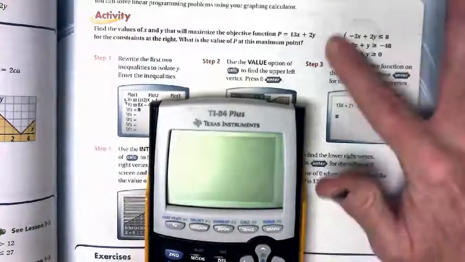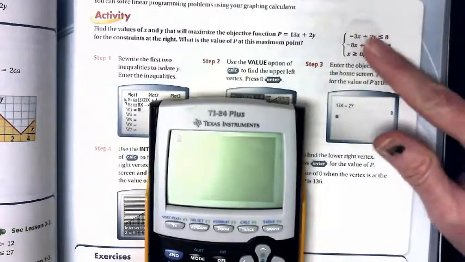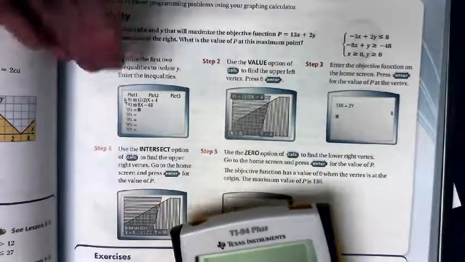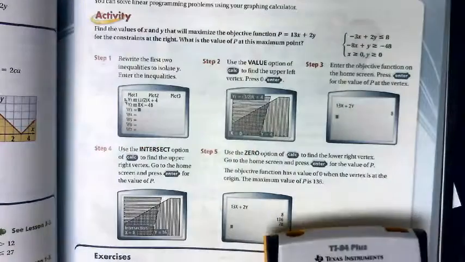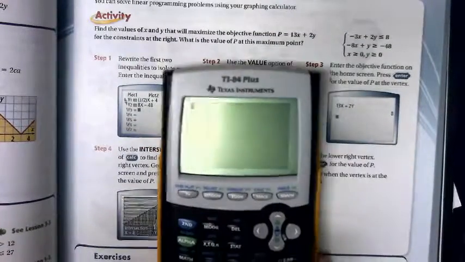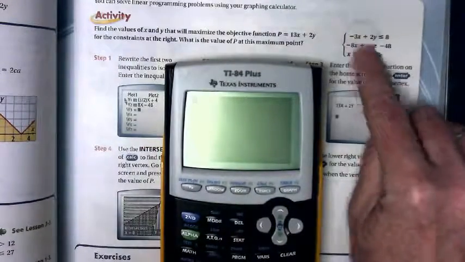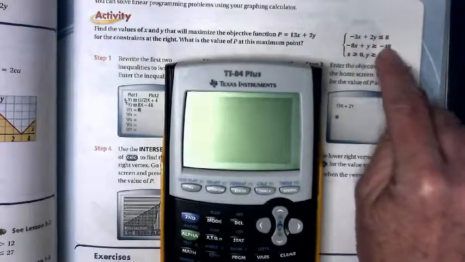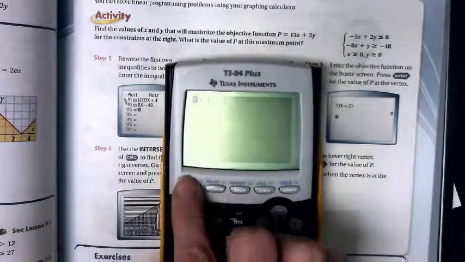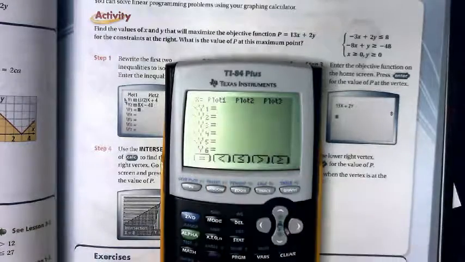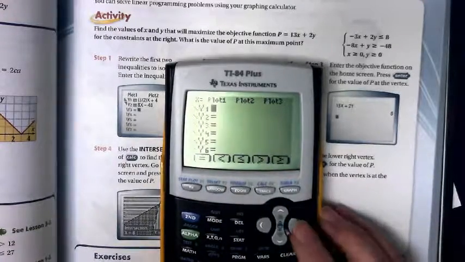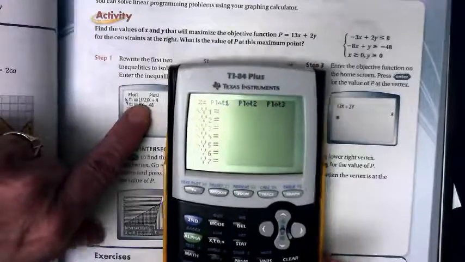I'm going to work with this system of equations up here, and we will just follow the steps listed in the book and graph them. There are a few things not mentioned, so I want to make sure you know how to do them. The first thing it tells you to do is to rewrite these equations as y equal equations, because that's how your calculator needs to enter them. So they have done that for us on the first one.